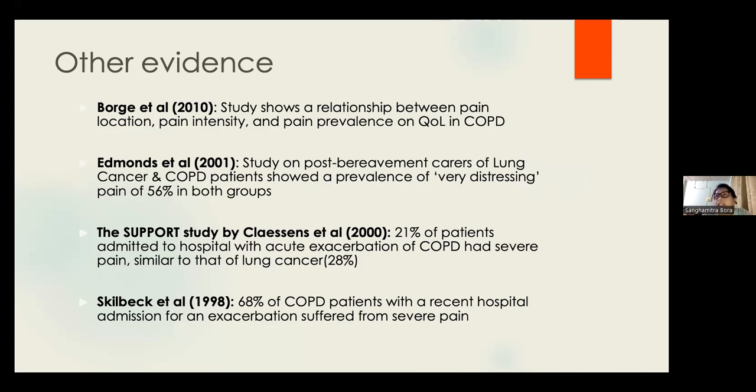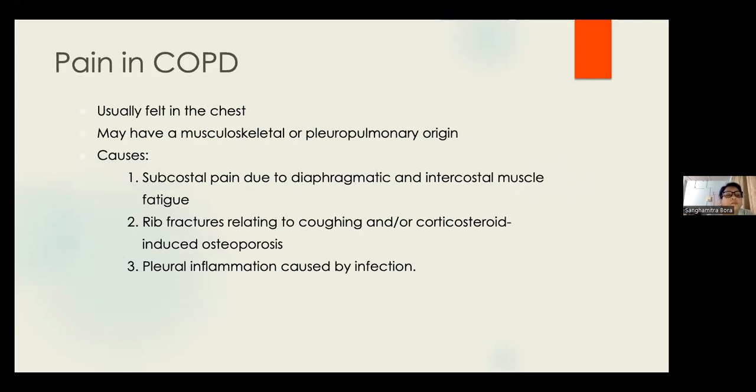I don't have access to all those studies, but this is an important study and one of its kind, which shows a relationship of the location, intensity, and prevalence of pain on the quality of life in COPD. You can go through other papers also, which I have mentioned here. It is usually felt in the chest. Chest pain is very frequent in COPD. And interestingly, they have a musculoskeletal or pleuropulmonary origin.